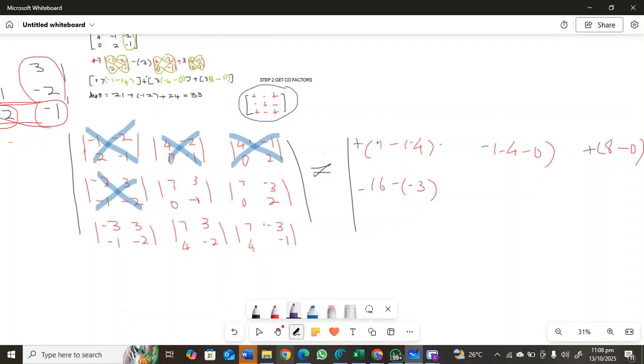The next sign here is positive, so you put a positive sign here. Then you're going to say 7 times -1, that is -7, minus 3 times 0, that is 0. Negative sign here. Seven times 2, that is 14.